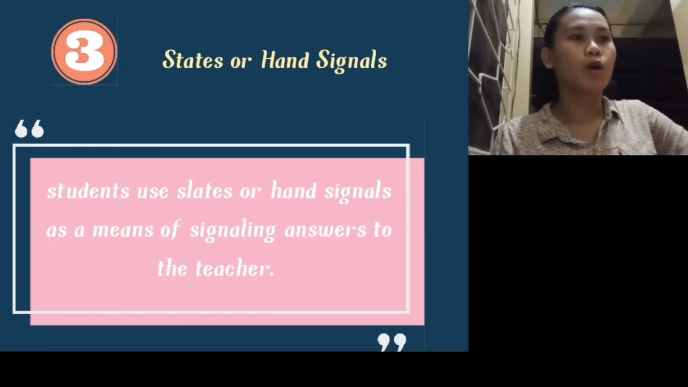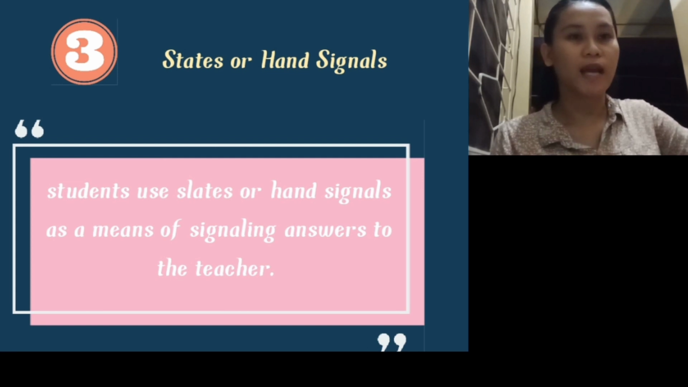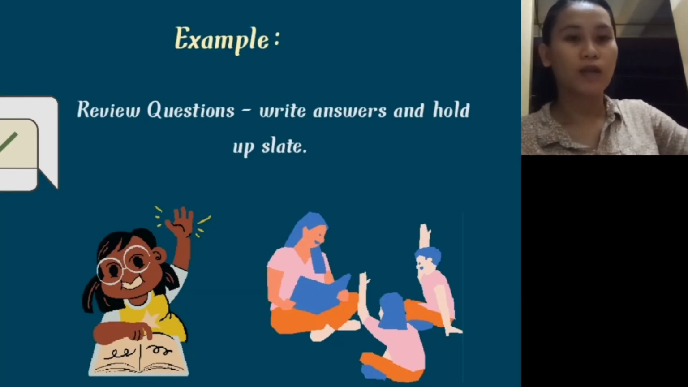Next, we have slates or hand signals. Students use slates or hand signals as a means of signaling answers to the teachers. In a classroom setting, the teacher will ask questions to test if students really understand their lessons, and they might use hand signals or slates as a means of presenting their answer. Through this, we can ensure students' comprehension, and it allows communication or social interaction within the class.